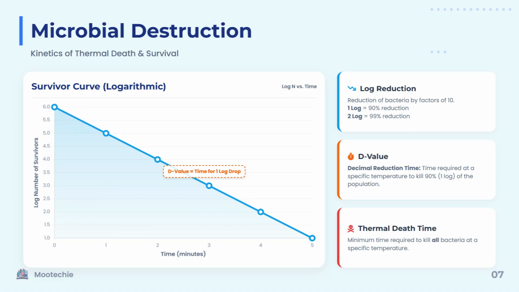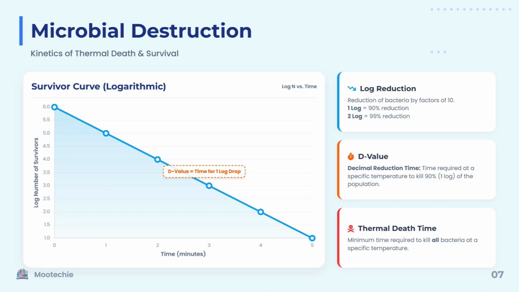Understanding microbial destruction kinetics is essential. The survivor curve shown is logarithmic. Microbial death follows first-order kinetics. Log reduction means reduction by factors of 10. 1 log reduction equals 90% reduction. 2 log reduction equals 99% reduction.